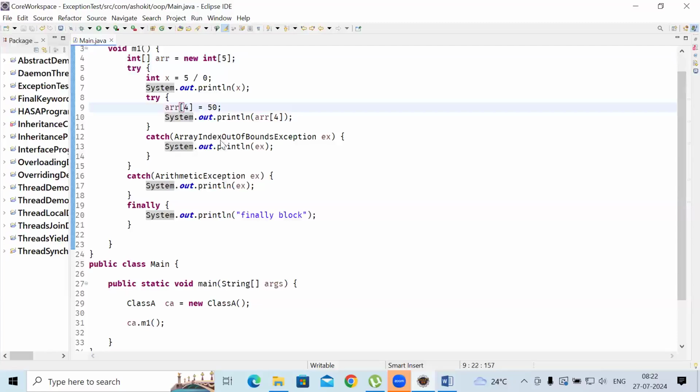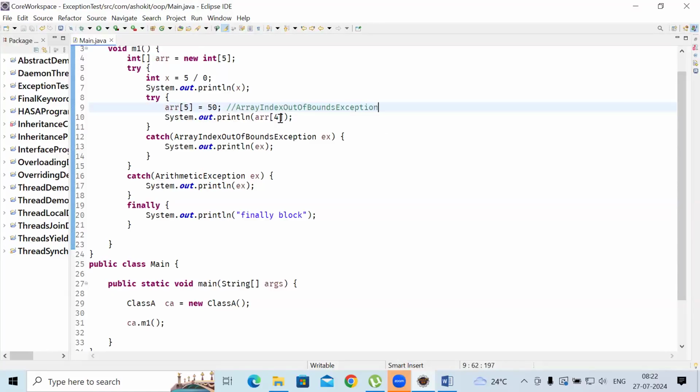But if I write arr[5] = 50, then an exception definitely occurs. Which exception occurs here? Array index out of bounds exception. Am I right, guys? Yes, array index out of bounds exception will occur here. What is the index here? 5.